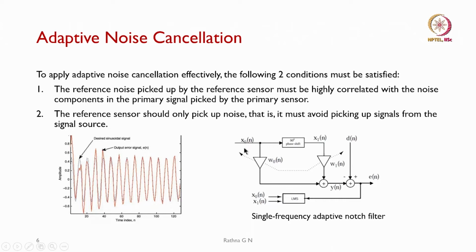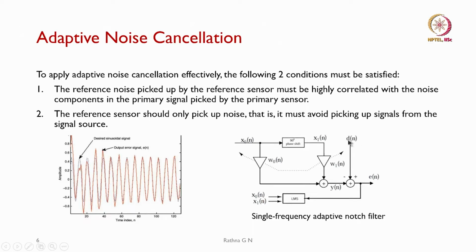You will be seeing that x naught of n is the input, and we are going to give a 90 degrees phase shift, which we call x1 of n. Then you are seeing the FIR filter we have used in this case to fine tune and do the noise cancellation. So, w naught of n and w1 of n are our filter weights, that is, the second order filter you have seen.